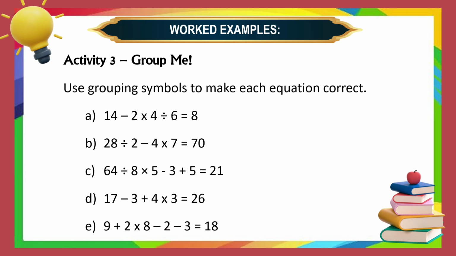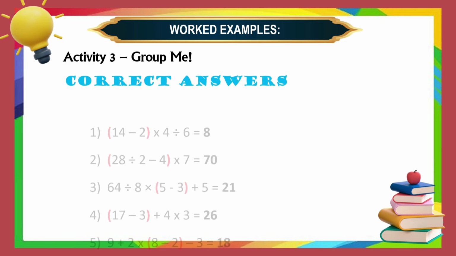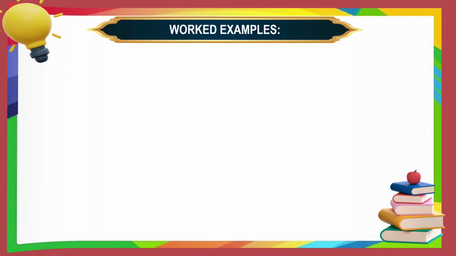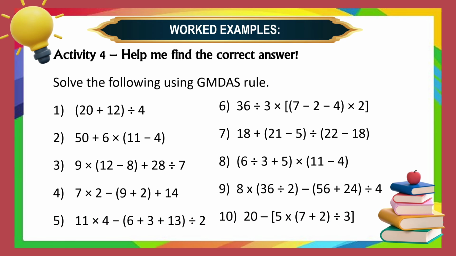So this time you are going to do the activity 3, which is group me. So you are going to do the activity alone this time. So group symbols to make its equation correct. You're going to do this for 5 minutes. The correct answers for activity number 3. Activity number 4, you are going to solve the following using GMDAS rules.